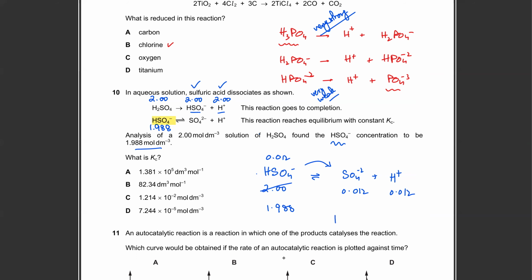Yes. And your Kc value is now going to be product concentration, 0.012 into 0.012, and divided by 1.988. Is that clear? Yes. Is it D? So yeah, that's D.